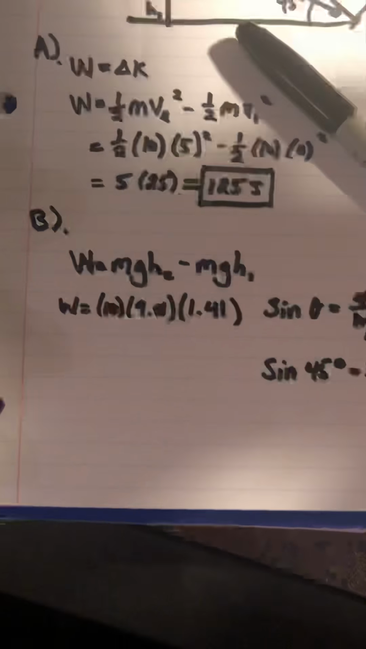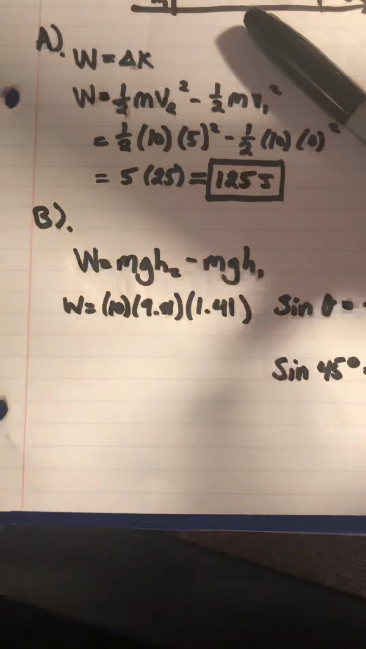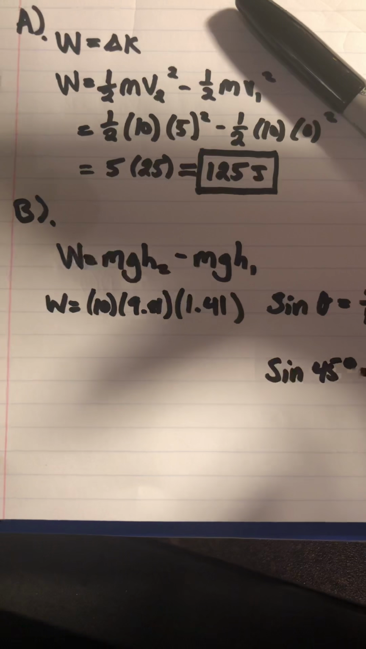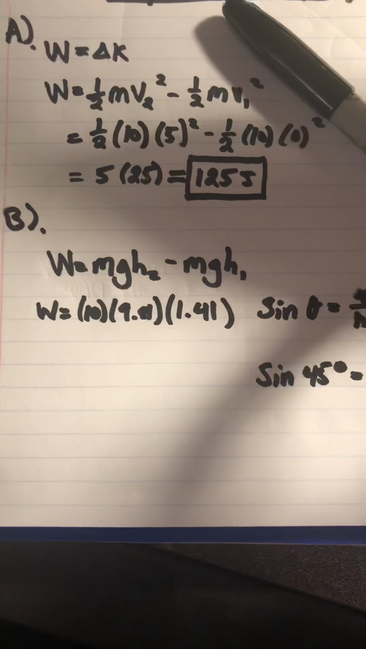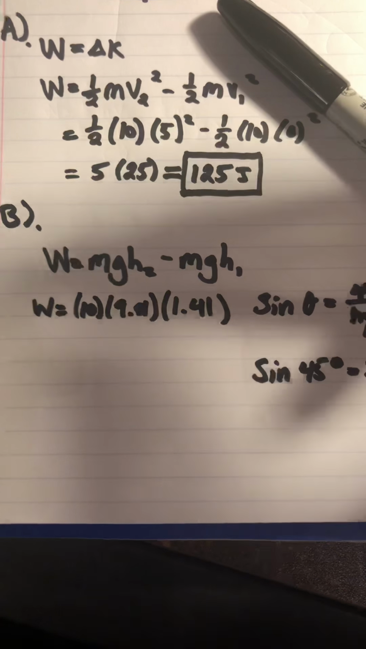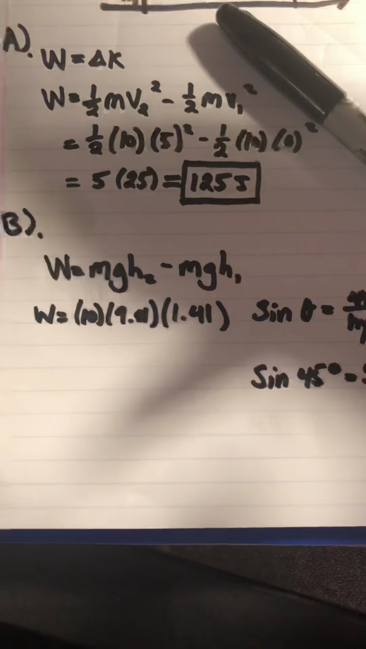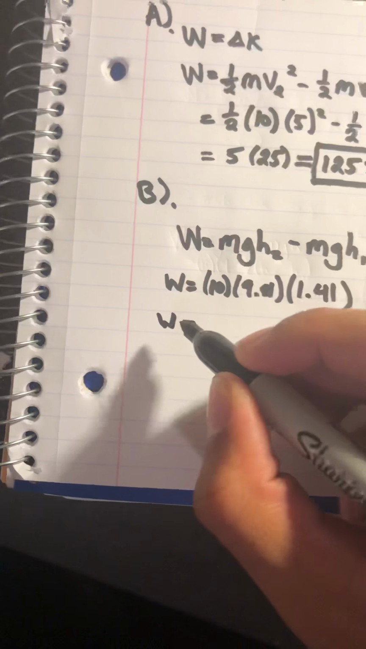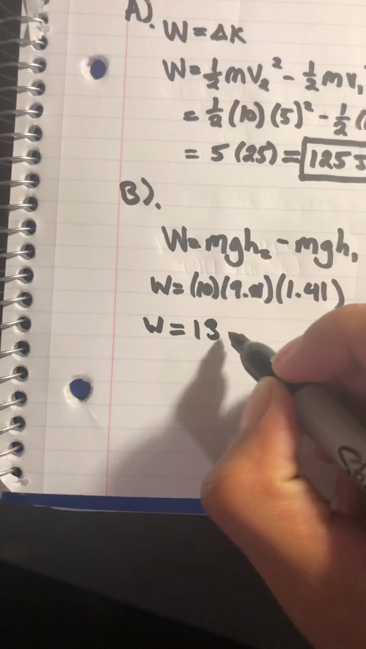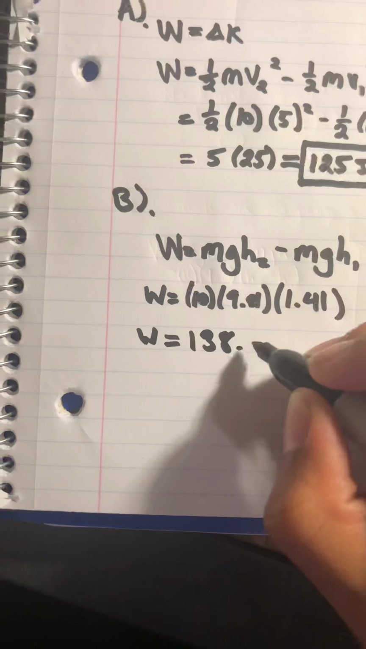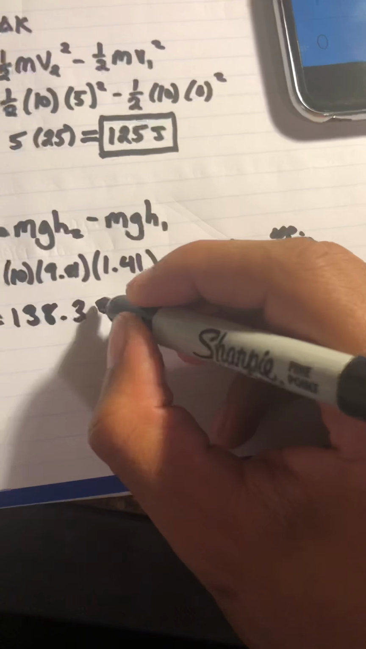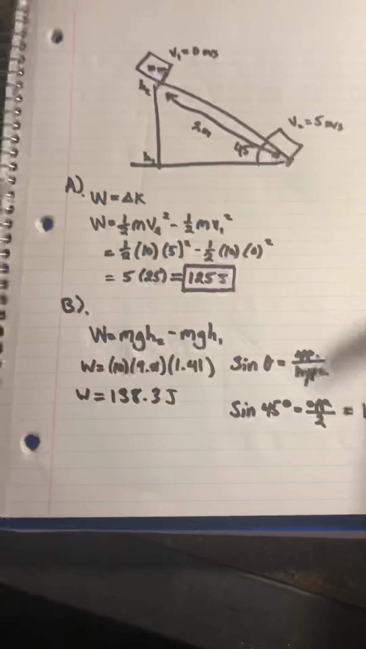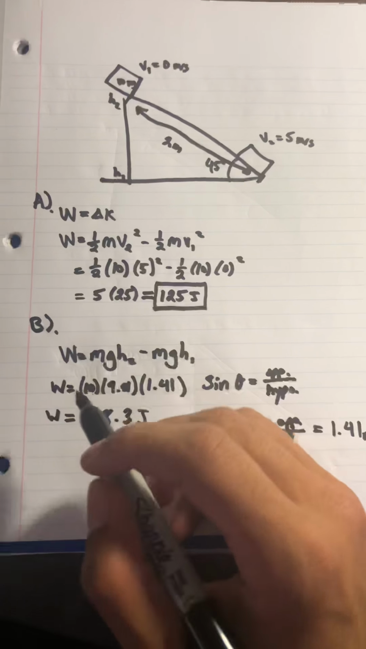All right, let's plug that into our calculator. So that's 10 times 9.81, then times 1.41. And that's going to be 138.3 joules. Oh, let me box that too.